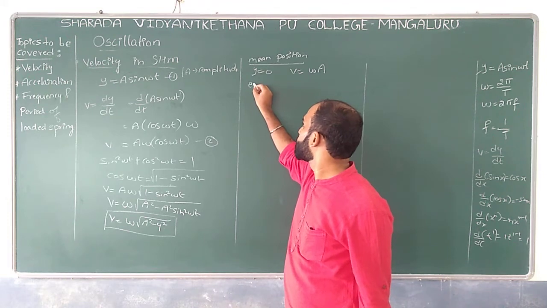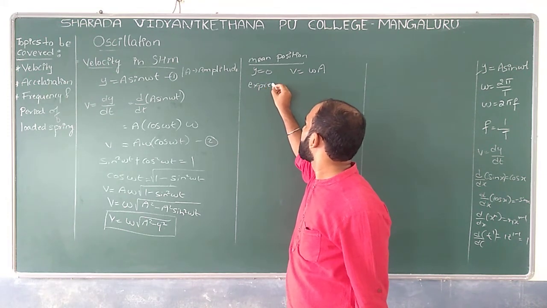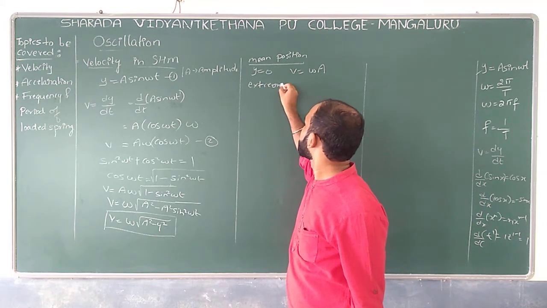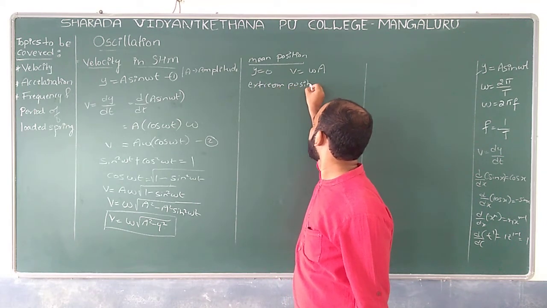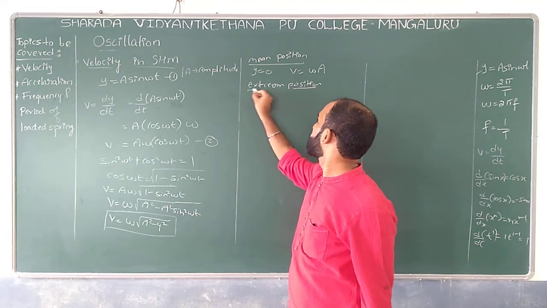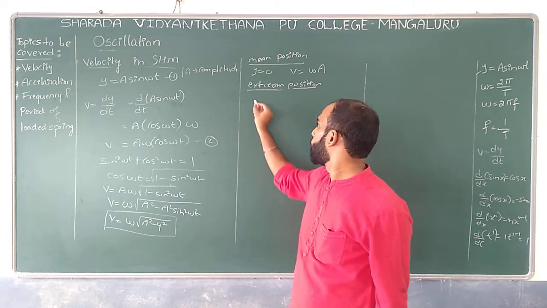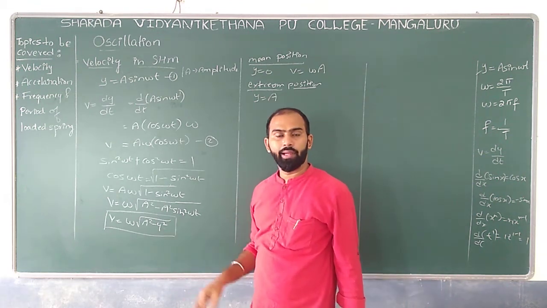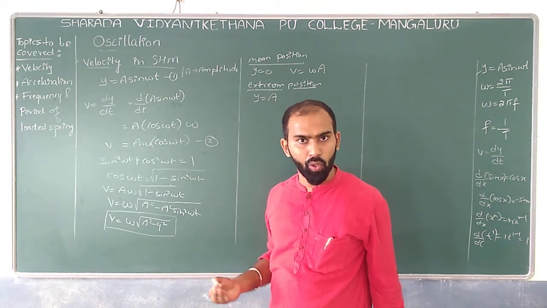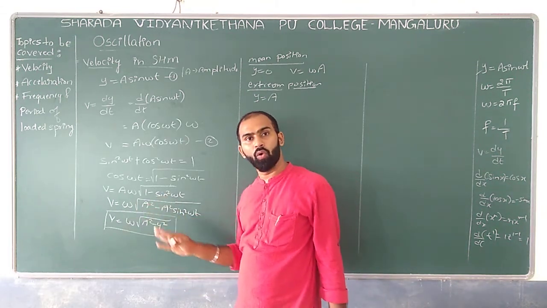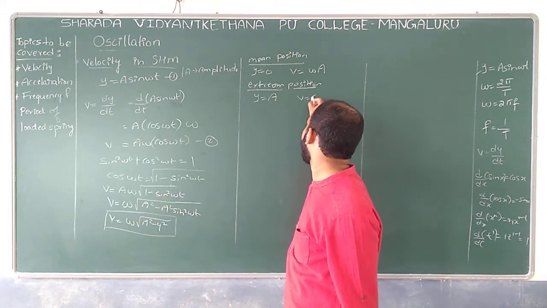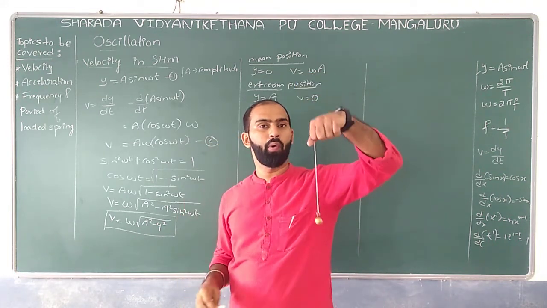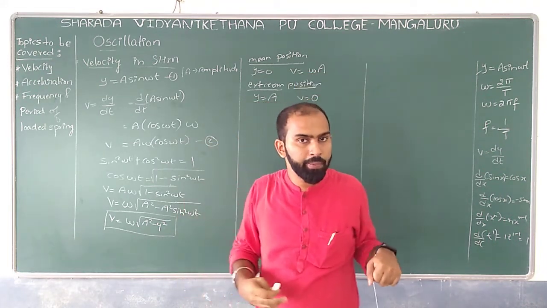And in the extreme position, what would be the value we can expect? Where y is equal to A. If y is equal to A, it looks like 1 minus 1 is 0, and 0 into anything is 0. So what would be the velocity at the extreme position? 0. Understood?